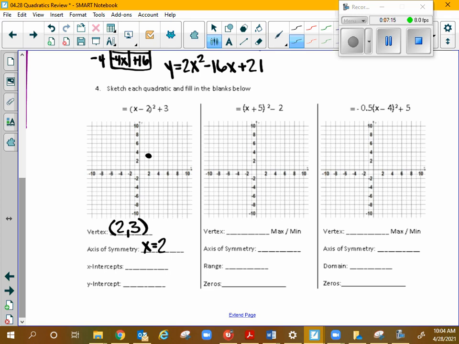Now, let me tell you something about the A value. This is where the trick is. Your A value is the distance from your vertex to the next point. It only works for the first point after the vertex. So I have an A value of 1, which means that it's opened up. And if I have my vertex here at 3, my next point on each side is 1 away. So it's going to be at 4 on both sides.